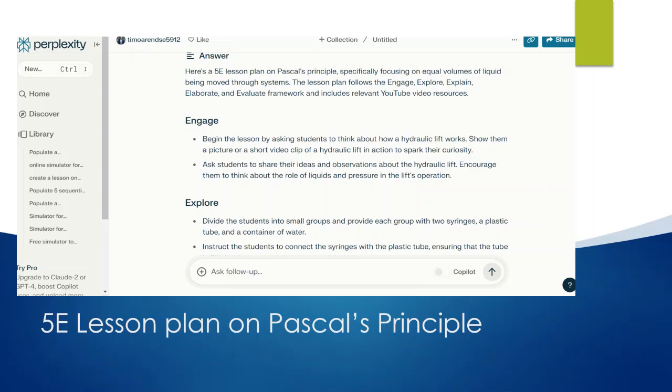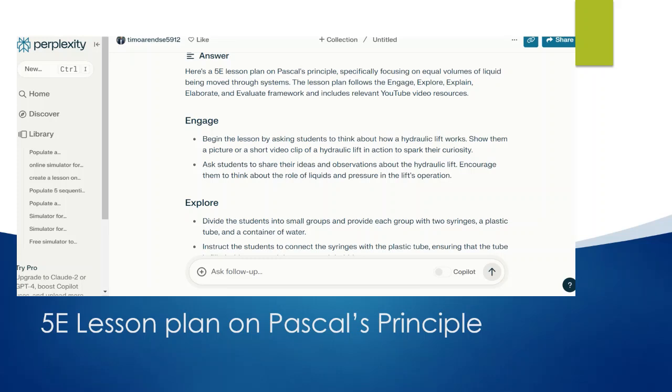Begin the lesson by asking students to think about how a hydraulic lift works. Show them a picture or a short video clip of a hydraulic lift in action to spark the curiosity of them, they're referring to the learners. Ask students to share their ideas and observations about the hydraulic lift. Encourage them to think about the role of liquids and pressure on the lift's operation.